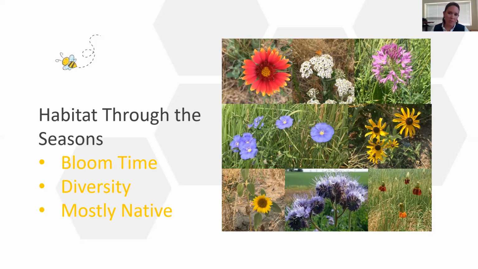So bloom time refers to the period of time in which a plant is in bloom, right? So how do you provide that for your pollinators? Well, you need to make sure that you have a variety of plants that are in bloom from early on in the spring all the way until late fall.